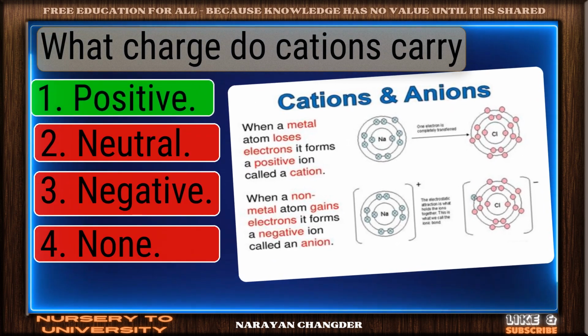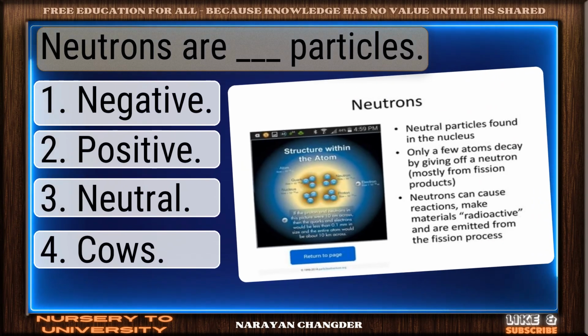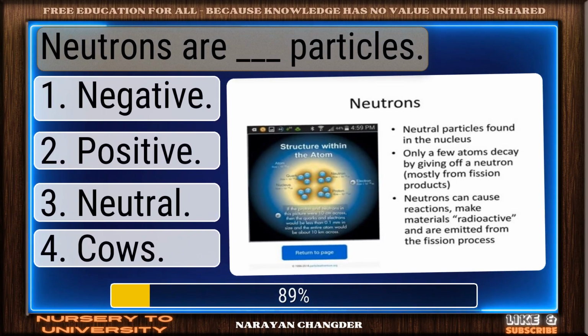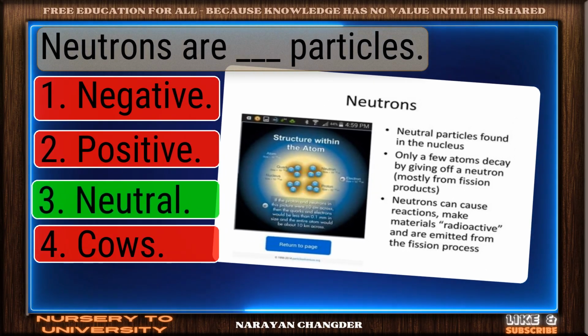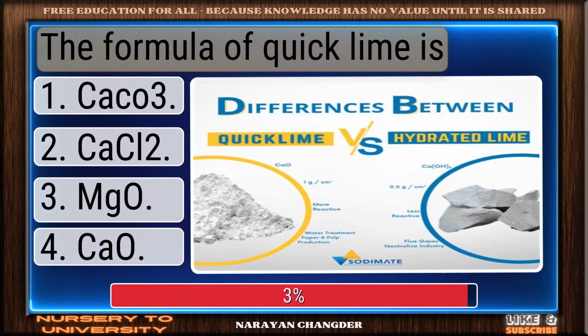On track. Positive is the correct answer. Question number 252. Neutrons are dash particles. Excellent choice. Neutral is the right answer. Question number 253. The formula of quicklime is.